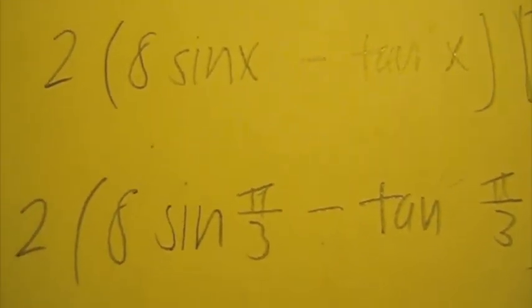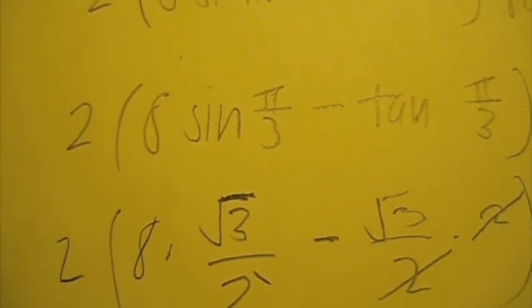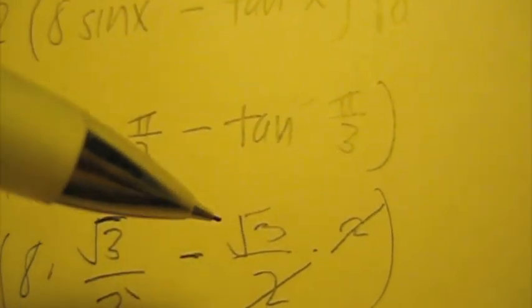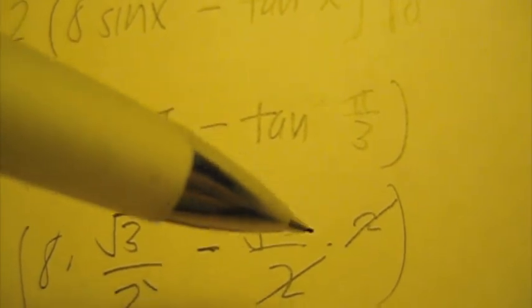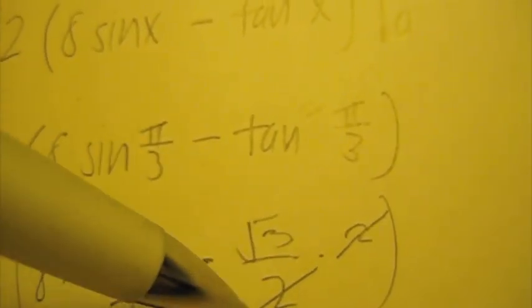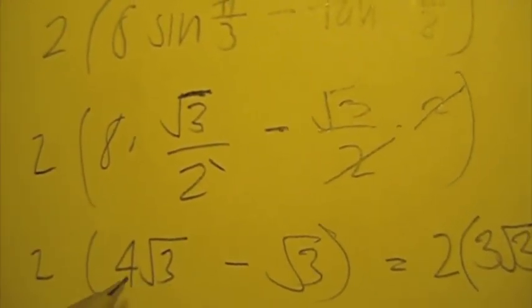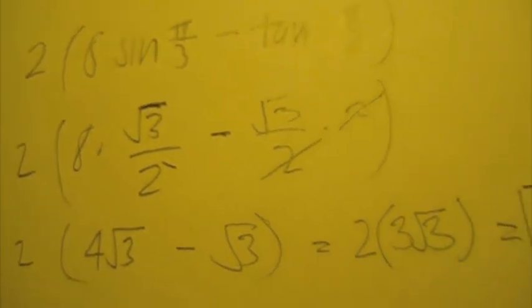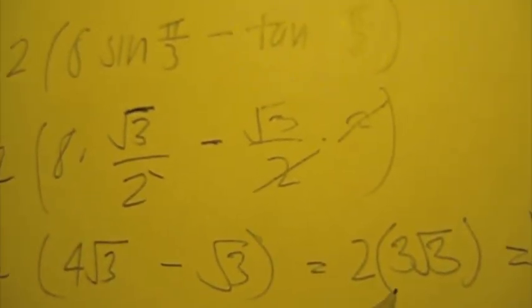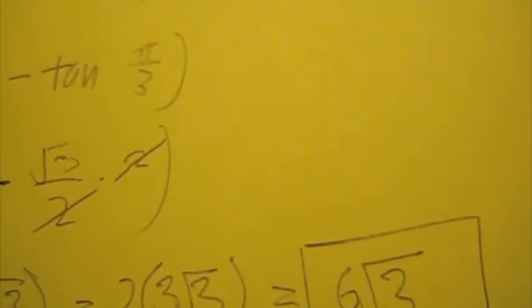So 8 sine pi over 3 equals 8 times root 3 over 2, minus tan pi over 3, which is root 3 over 2 divided by 1/2, so the 2 cancels out, and you'll essentially get 4 root 3 minus root 3, times 2, and then 2 times 3 root 3, and your answer will come out to 6 root 3.